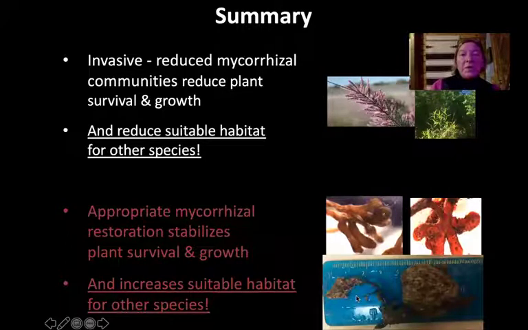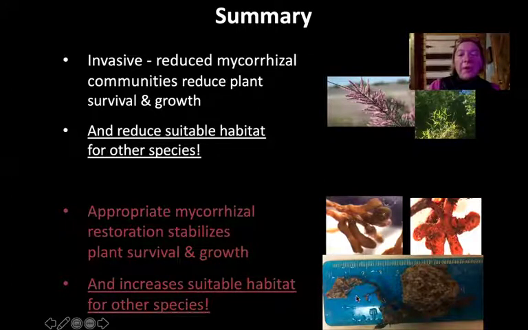So invasive reduced mycorrhizal communities also reduce plant survival and growth, and as a result are going to be reducing suitable habitat for other species. And we're just talking here right now, we haven't added anything but growth and survival metrics to the model. So we're purely talking about growth and survival. We're not even yet including things like what effects that has on shading, what effects that has on canopy cooling with the evaporative services being provided.